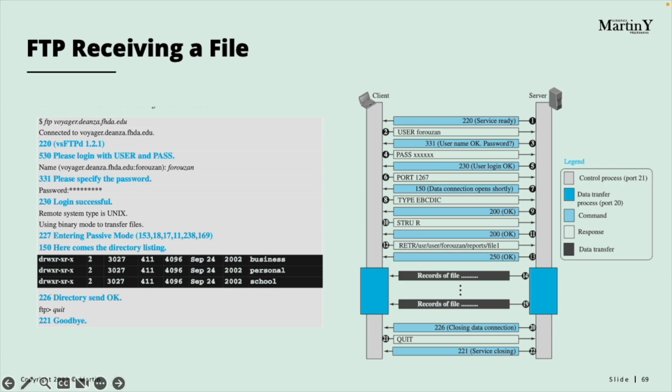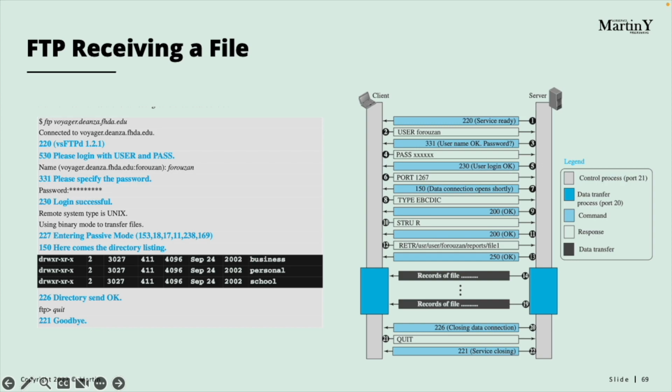So you can take a look here. It's more simple to work with graphs, right? You can see the things exactly how they happen. So now here we have our client, and here we have our server. With the gray, you can see the control process, while with the blue, you can see the data transfer process. The control process always uses port 21 for communication, and then the data transfer uses port 20. Those are predefined ports. So what's happening?